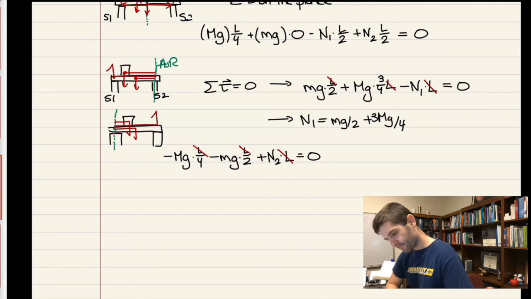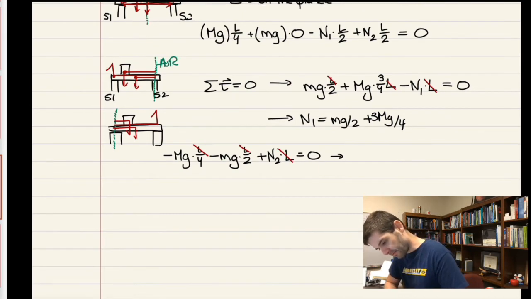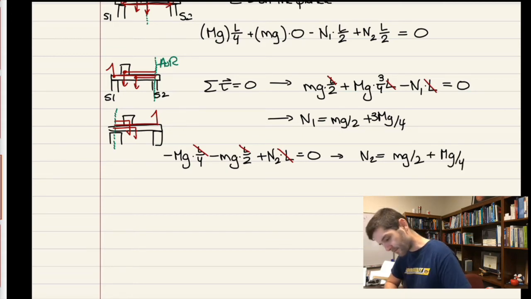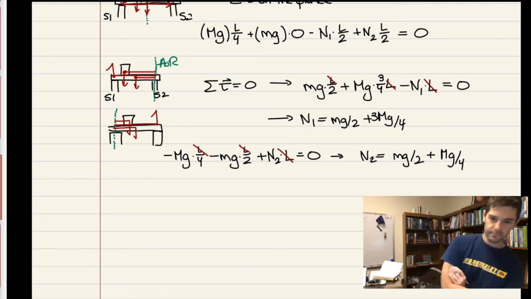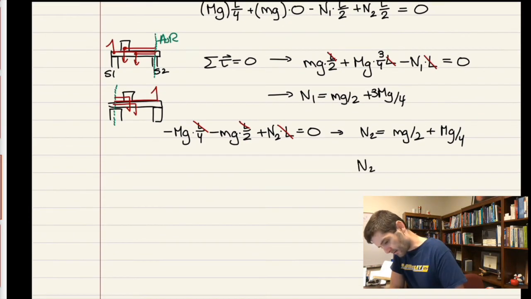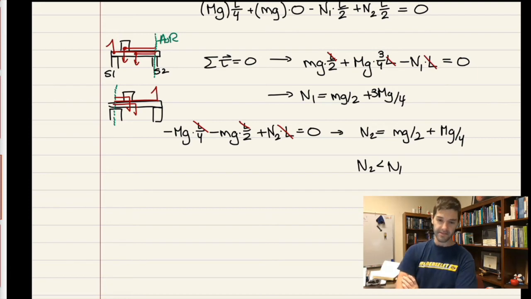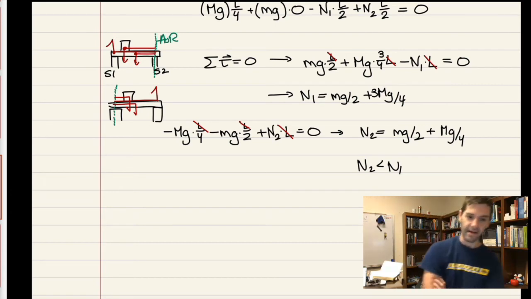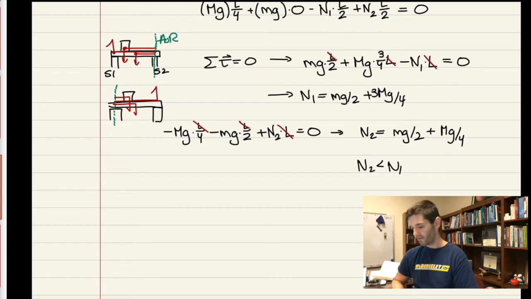In this case, the L's go away. And this expression simply becomes that N2 equals little mg divided by 2 plus big mg divided by 4. And if you notice, this is less than the one on the left-hand side, which makes sense, because more of the mass is located closer to the scale on the left. So that scale has to do more to resist the weight underneath it, compared to N2, which is farther away from where all the mass is. So the scale reading on that edge of this scale table would be slightly less.